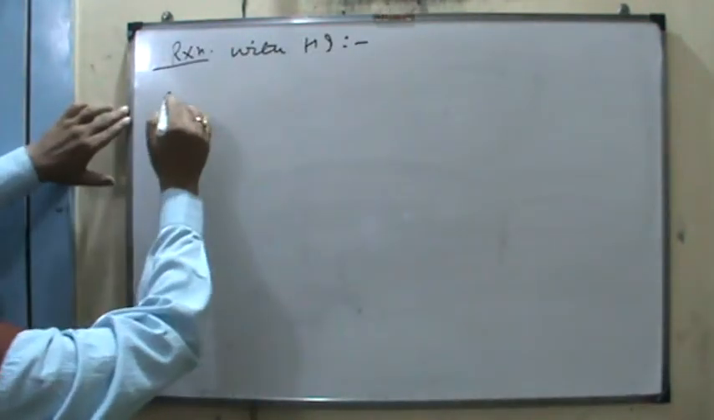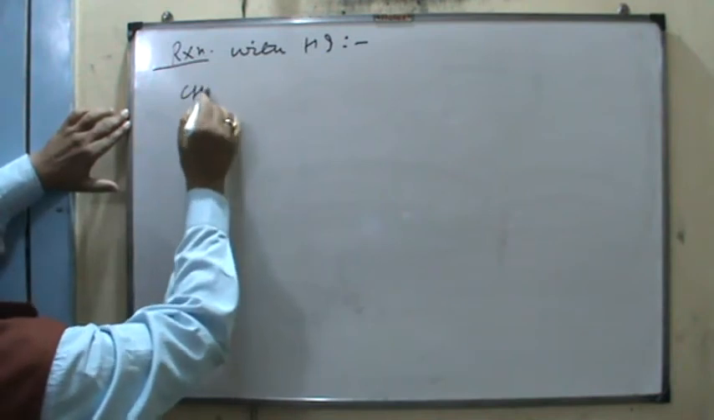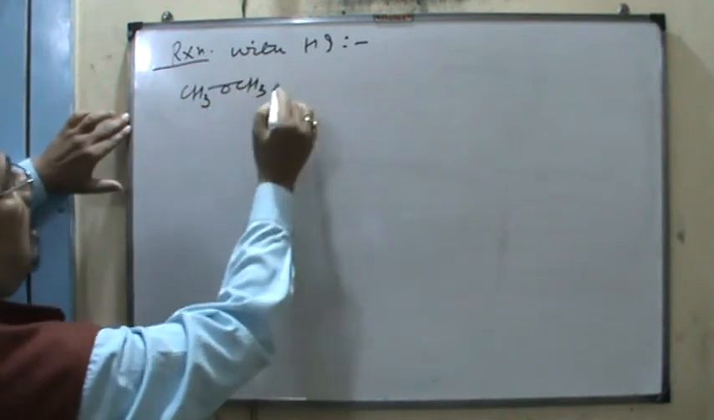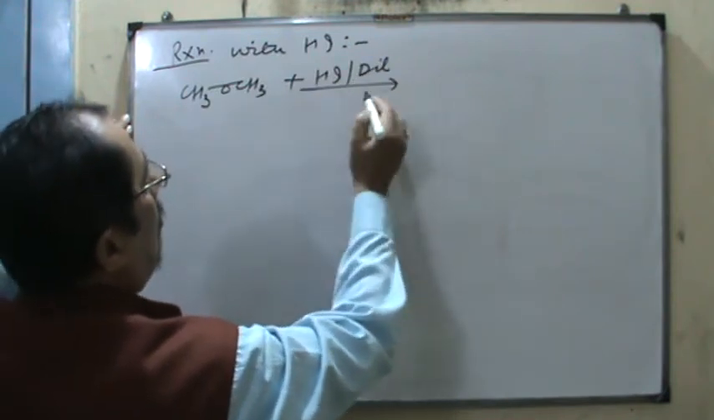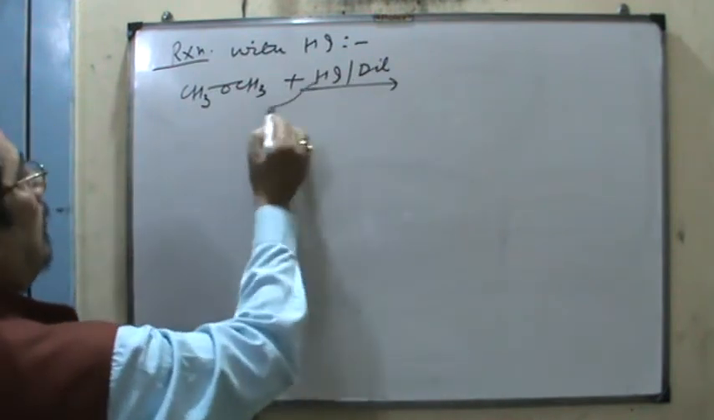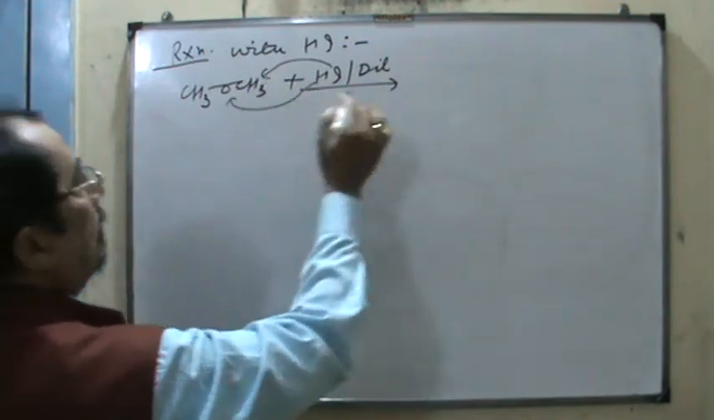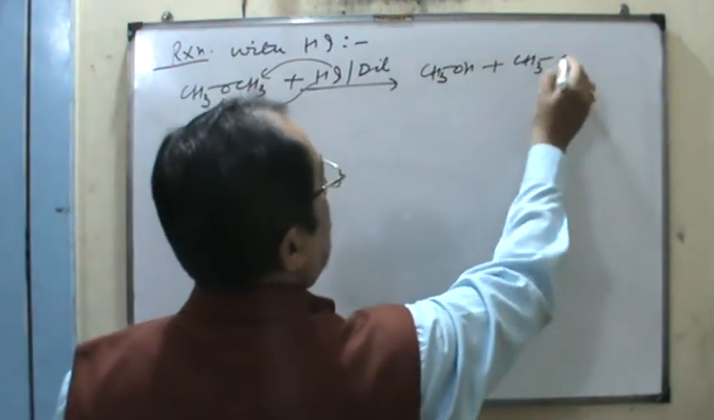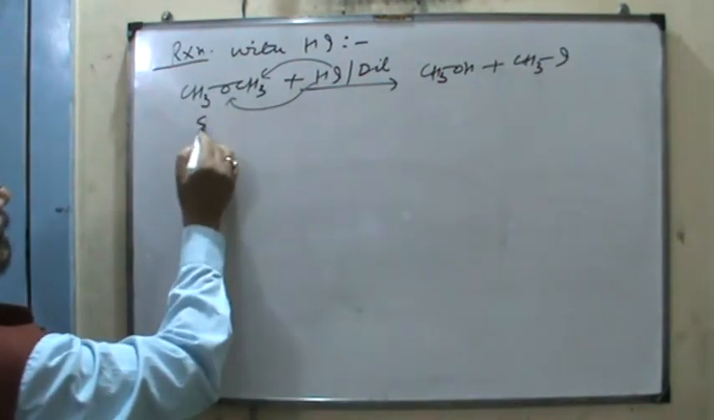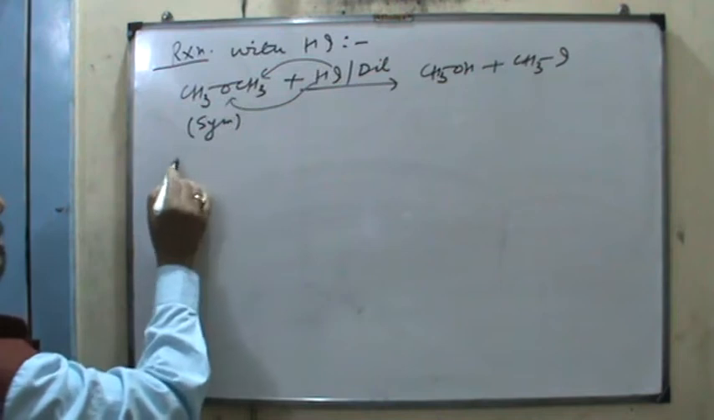Therefore, once I take CH3OCH3, dimethyl ether, and take HI in dilute, or I mean cold condition, then it is the H and I will be there. This is the methyl alcohol plus methyl iodide. It is a very much symmetrical ether.